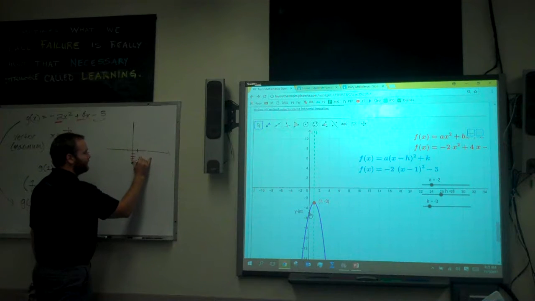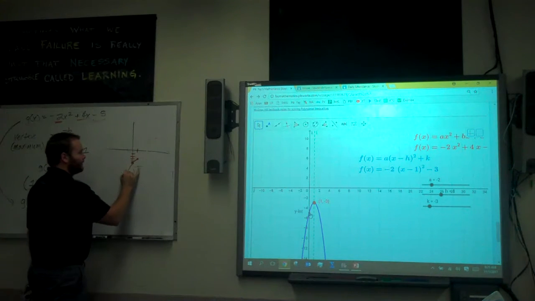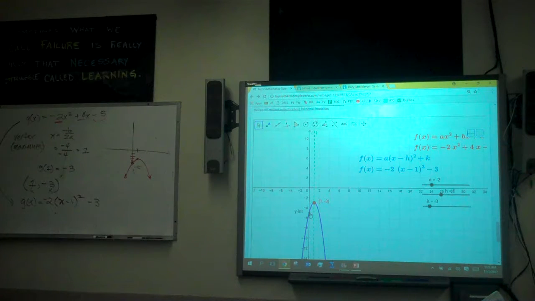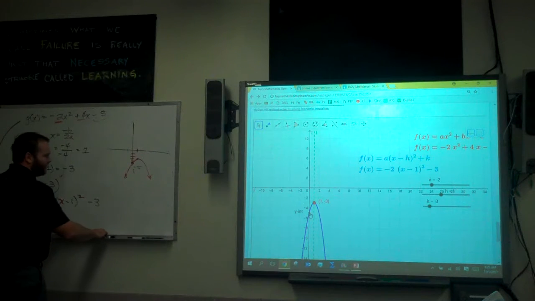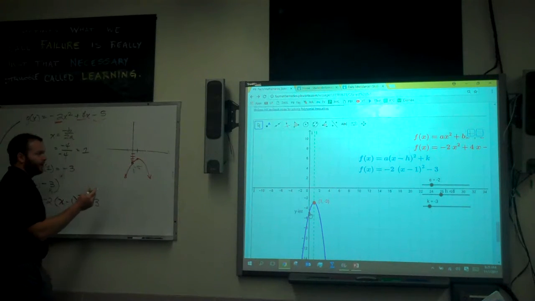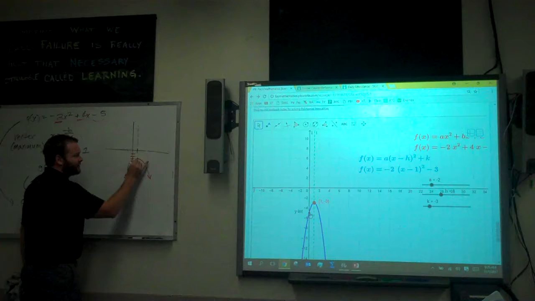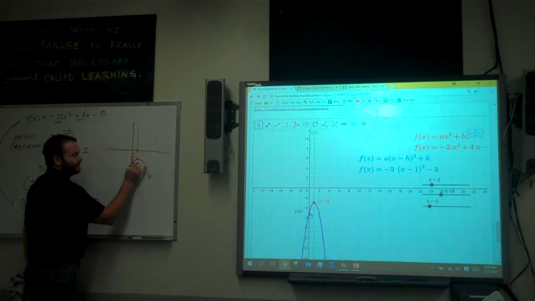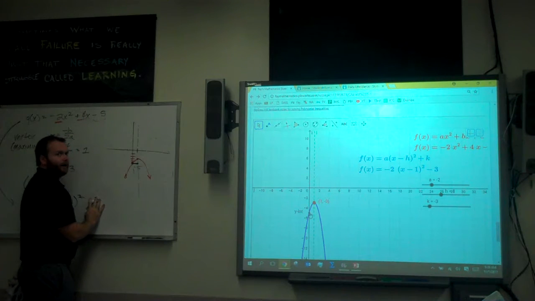Y being -3, y-intercept of -5. There, again, we can use symmetry, because I only used basically 2 points to come up with that curve. But is there a line of symmetry right there? And that distance right there would be 1, right?